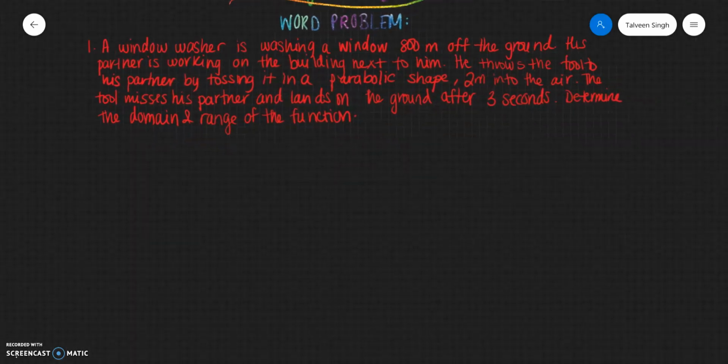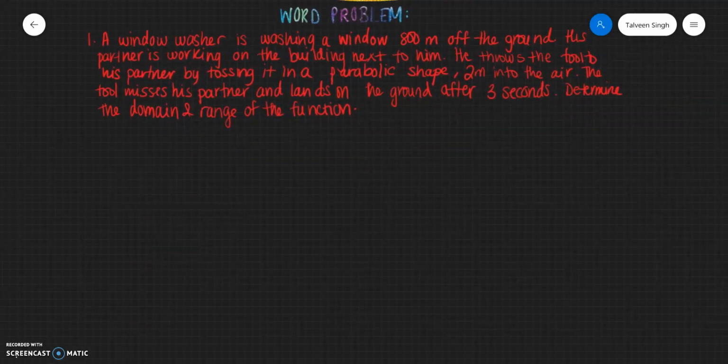So the problem says that a window washer is washing a window 800 meters off the ground. His partner is working on the building next to him. He throws a tool to his partner by tossing it in a parabolic shape. So we already know, if this is a parabolic shape, that this is going to be a quadratic function, 2 meters into the air. The tool misses his partner and lands on the ground after 3 seconds. Determine the domain and range of the function. So we're finding both domain and range.